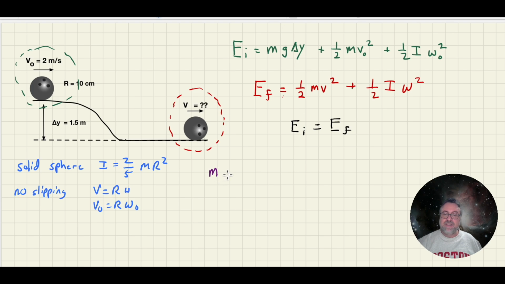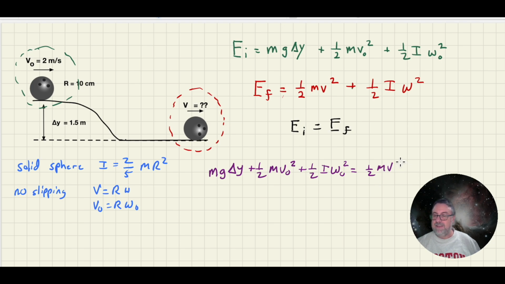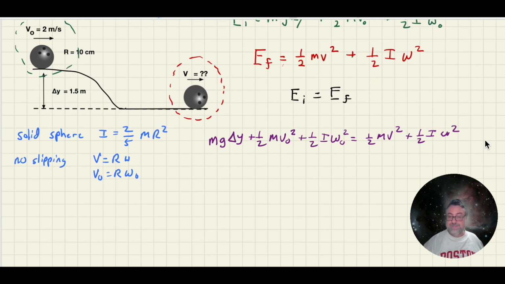So our initial energy is mg delta y plus 1/2 mv naught squared plus 1/2 I omega naught squared. That's going to be equal to one-half mv final squared plus 1/2 I omega final squared. Now, you can probably guess where this is going. We're going to use those relationships, substitute in, and a lot of variables are going to cancel out.